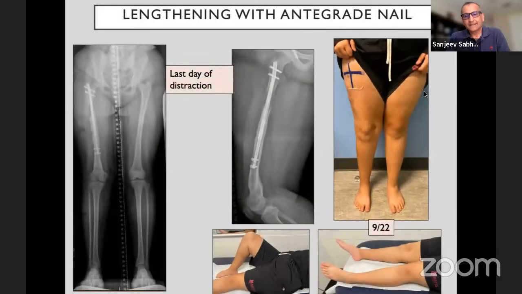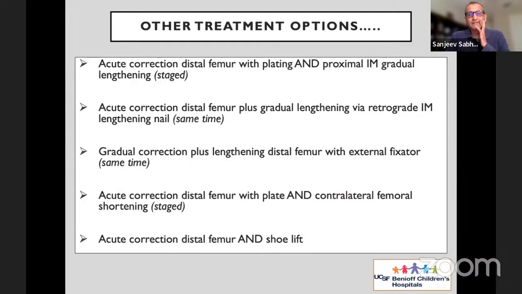And then, I think the one advantage with the antegrade implantable or any implantable lengthening nail is that for the most part, you do maintain motion a little bit better than with an external fixator. But there are definitely downsides to implantable nails besides just cost. You can't protect joints, et cetera. So these are some of the other ways you could have treated this patient, right?